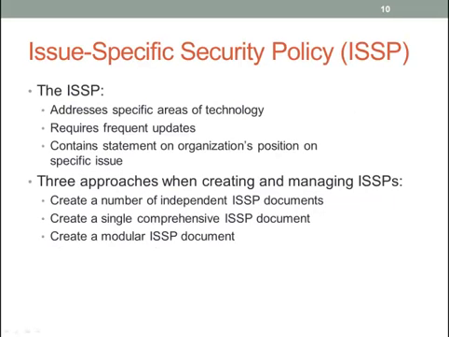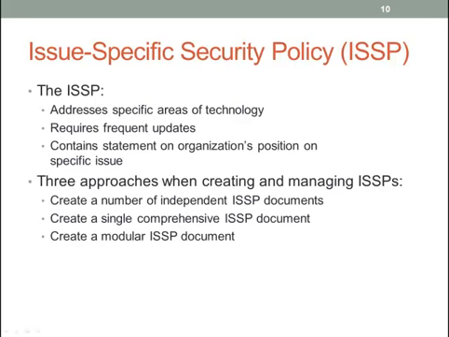Junior to the enterprise information security policy, we would see what is sometimes referred to as the issue-specific security policy. These particular policies really address specific types of technologies and processes to support routine operations of an organization. Certain guidelines are needed to instruct employees on how to use these technologies and processes properly. In general, the ISSP addresses specific areas of technology, things like internet use and email policies. They require very frequent updates as the technology changes or the usage model changes. It contains an issue statement on the organization's position on issues that relate to those particular technologies.